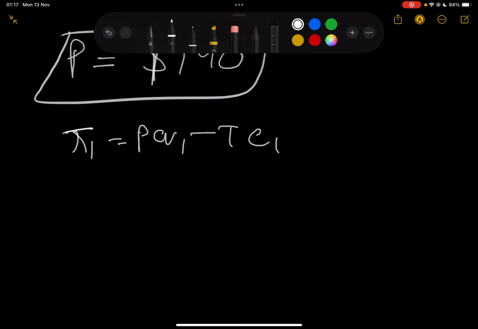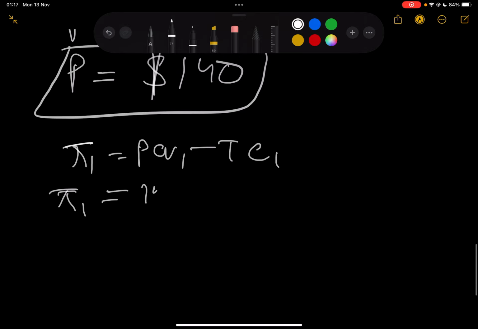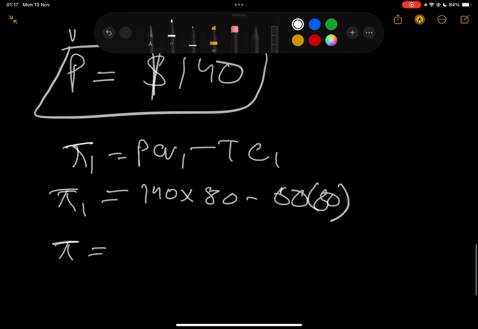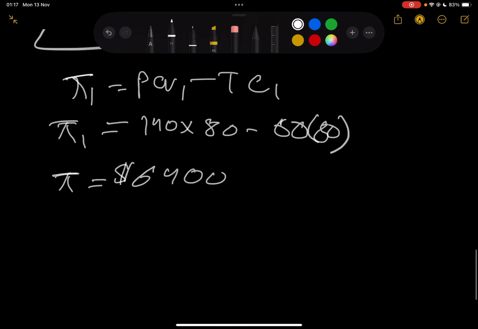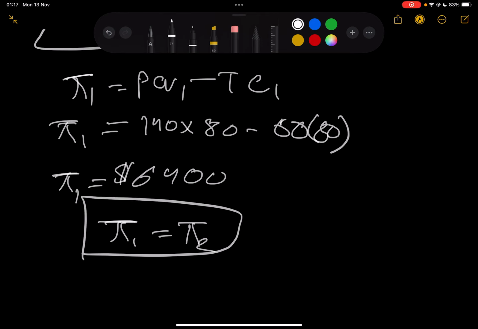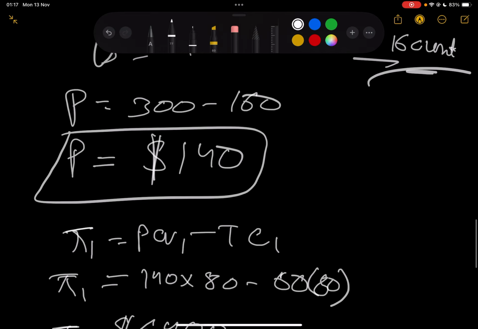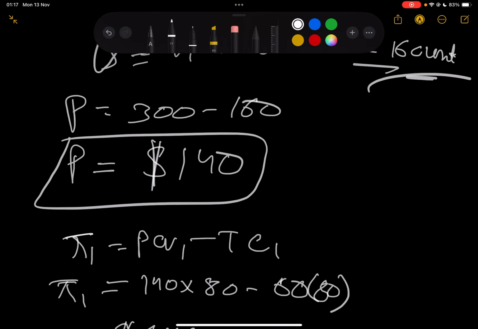Total cost is profit. Our price is 140, quantity is 80, minus our total cost is 60, and the quantity is 80. So the profit for firm 1 is going to be $6,400, and this will be similar to firm 2 producing it, because our cost function is the same, so the profit is going to be the same.